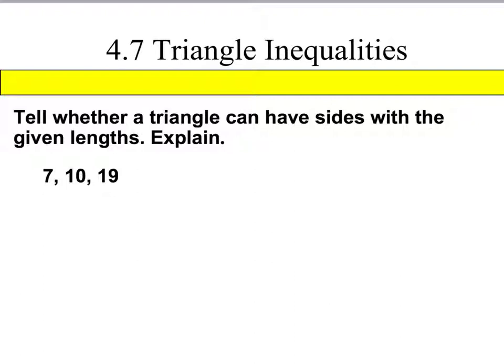It says, tell whether a triangle can have sides with the given lengths. And make sure you explain your answer. You're not just showing your work, you need to explain your answer in the end. So the very first thing, using the triangle inequality theorem, we know that if we add the 2 smallest sides together, it must be greater than that third side. So the 2 smallest sides, 7 and 10, I'm going to add those together, and it must be greater than 19. Add them together, we get 17.